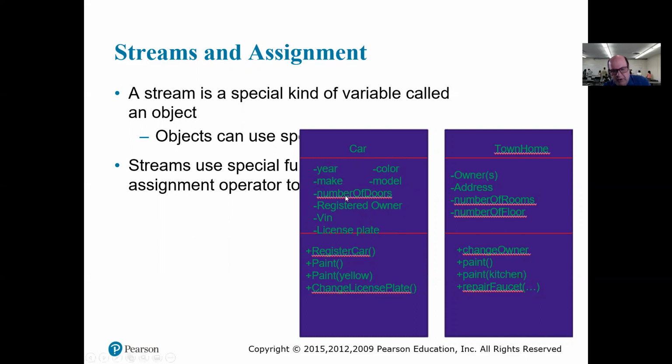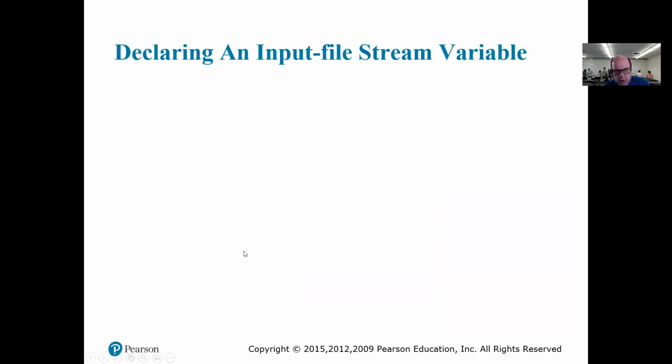So if I want to paint my car, or paint my house, I have to use this function. I'm not going to be able to use an equal sign or anything like that. I have to use the functions.